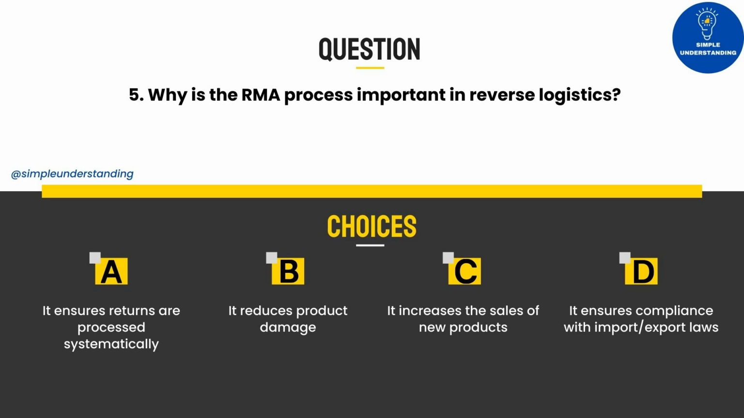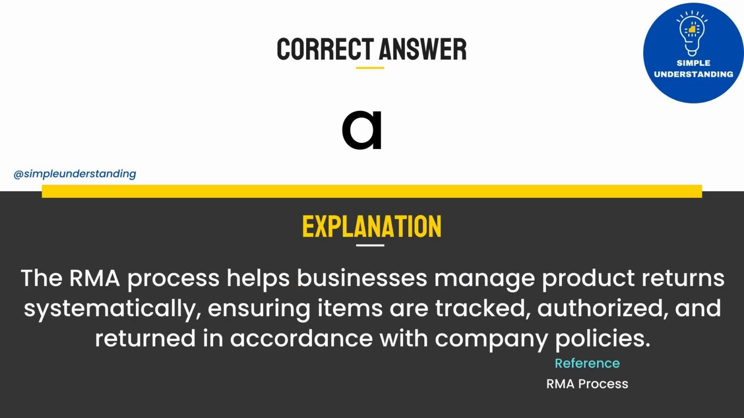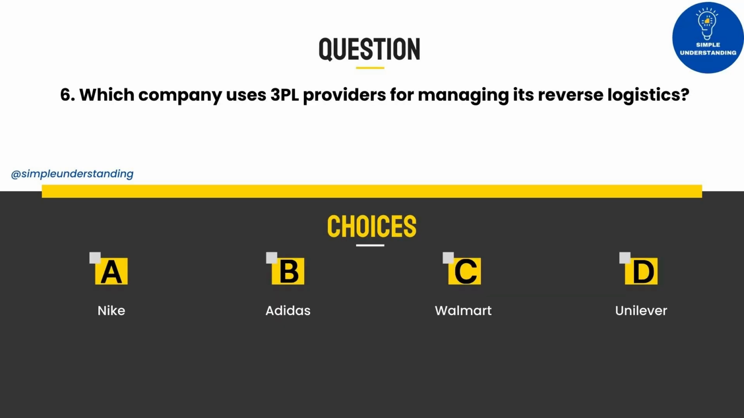5. Why is the RMA process important in reverse logistics? A. It ensures returns are processed systematically. B. It reduces product damage. C. It increases the sales of new products. D. It ensures compliance with import-export laws. Correct answer: A. Overall explanation: The RMA process helps businesses manage product returns systematically, ensuring items are tracked, authorized, and returned in accordance with company policies.